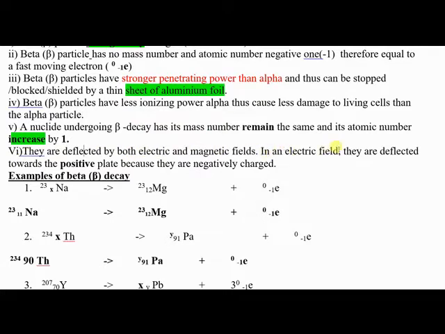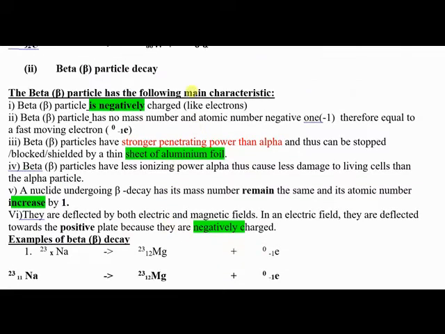Lastly, they are deflected both by electric and magnetic fields. In the electric field, they are deflected towards the positive plate because they are negatively charged. So that's why I'm telling you that these characteristics are very important.